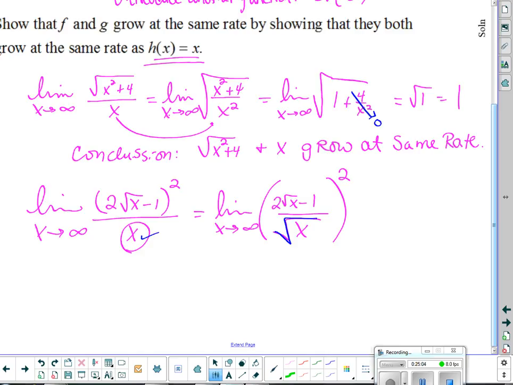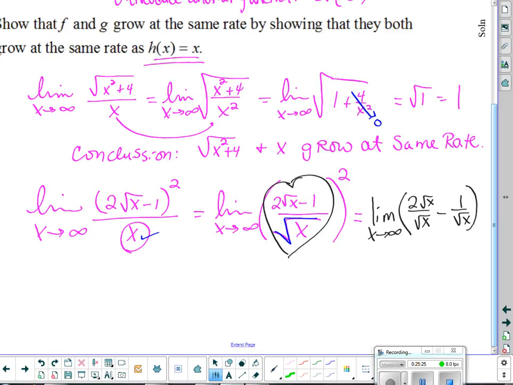Now, separation. You gotta love these. The limit as x goes to infinity gives me 2 square root x over square root x, loving that one, minus 1 over square root x, all to the second power.